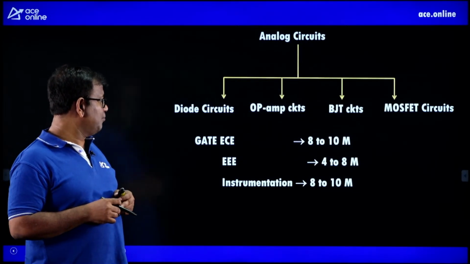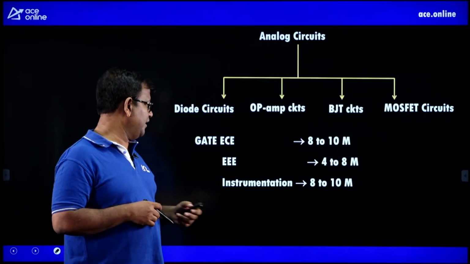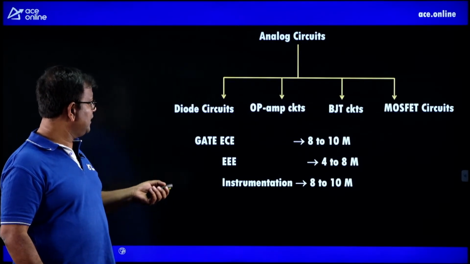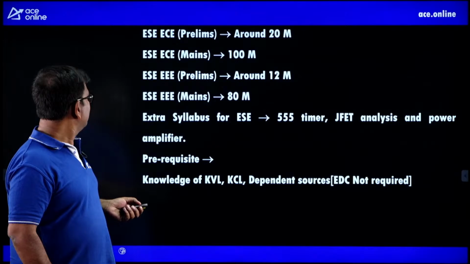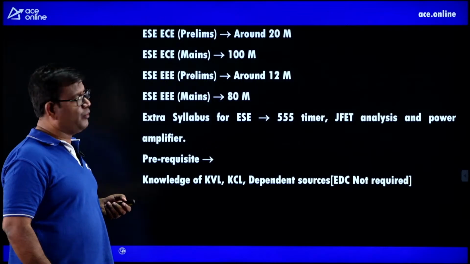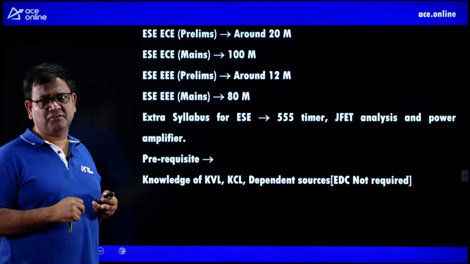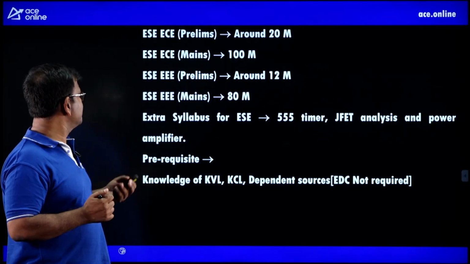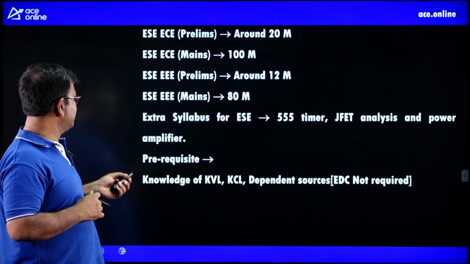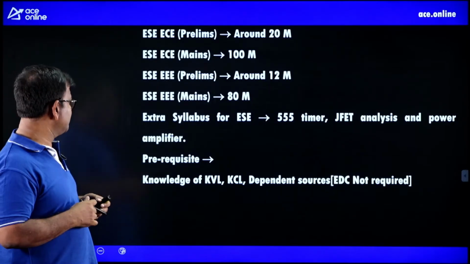In EEE you can expect up to 8 marks, 4 to 8 marks, and in instrumentation of late we are constantly getting around 10 marks. So this is my assumption, but let's see the ground reality here. For ESE, ECE around 20 marks. In ESE, you know, in prelims each question carries 2 marks. So at least 10 questions you can expect in prelims paper. ESE mains around 100. That's the same for EEE. For EEE around 12 marks, and in mains around 80 marks you can expect.